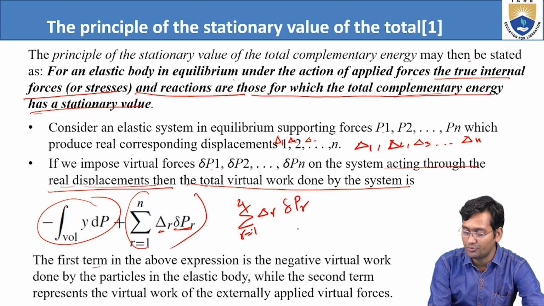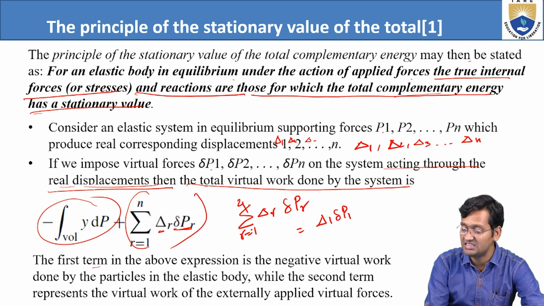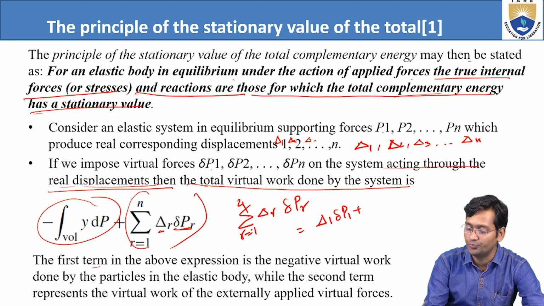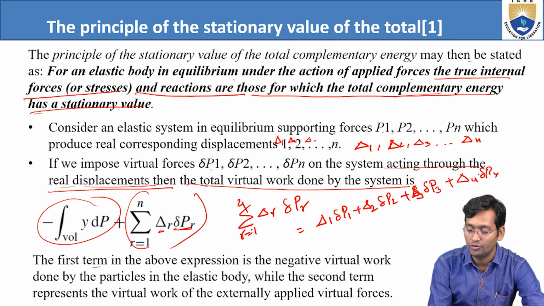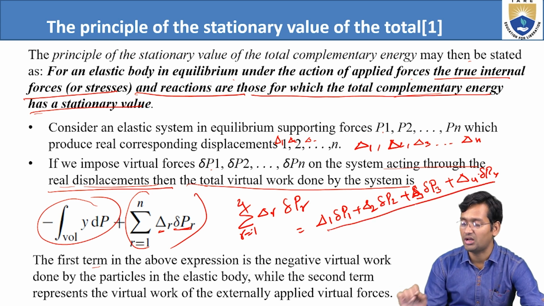So let's see how we will write this. First put r equals 1 wherever it appears, so delta 1 ∂P1. This symbol is sigma, summation. Plus, now put r equals 2. We have to go up to 4, so delta 2 into ∂P2 plus delta 3 into ∂P3 plus delta 4 into ∂P4. So up to 4 there are these 4 terms.